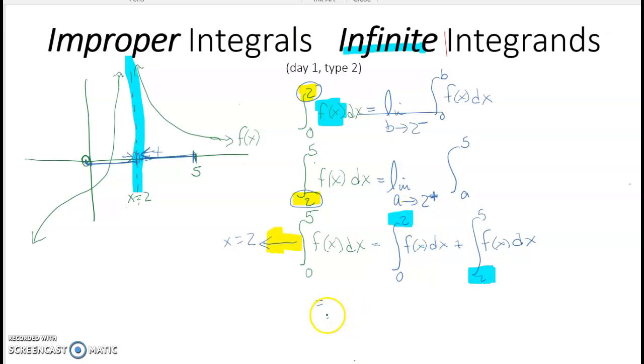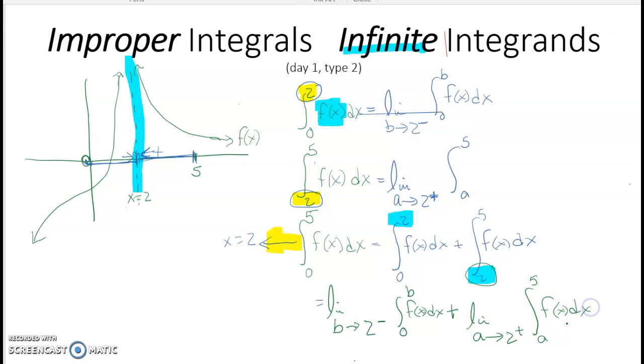So here we're going to write this as the limit as B, I'm going to choose B because it's the upper limit of integration, goes to 2, and if we're looking at 0 to 2, we're coming at that 2 from the left side, of 0 to B, plus, now there's our problem, so the limit as A goes to 2, and now we're coming at it from the right side, of A to 5 f of x dx.